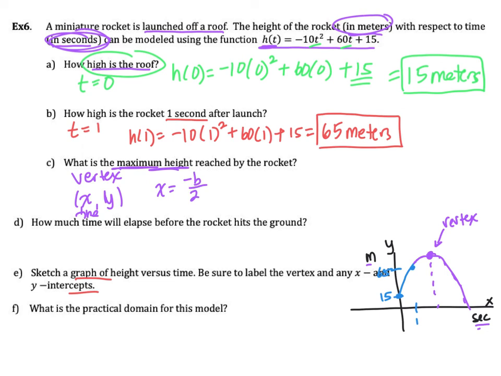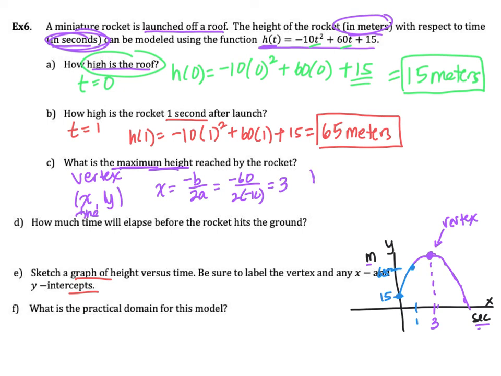Remember at the beginning of the lesson, it's negative b over 2a. So b is 60, a is negative 10. So I get negative 60 divided by negative 20, which is 3. So after 3 seconds, so I'm putting that on my graph, after 3 seconds, I can find its maximum height.